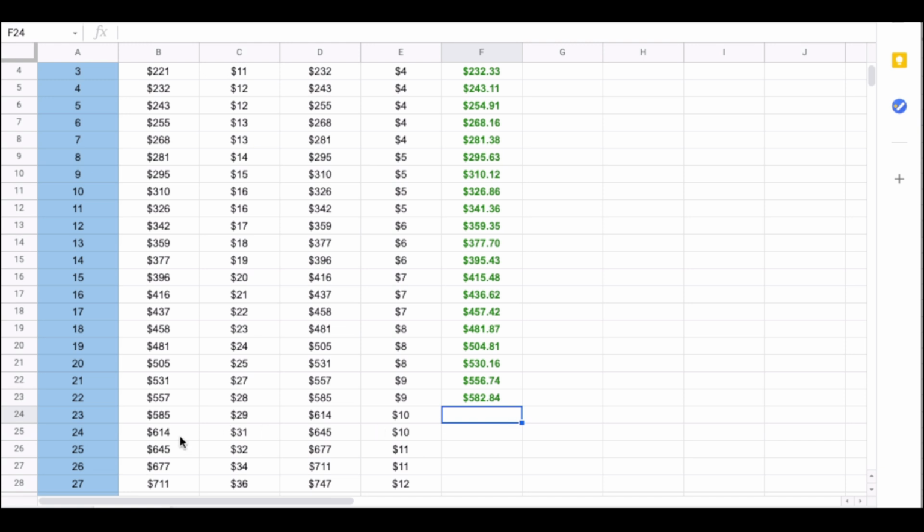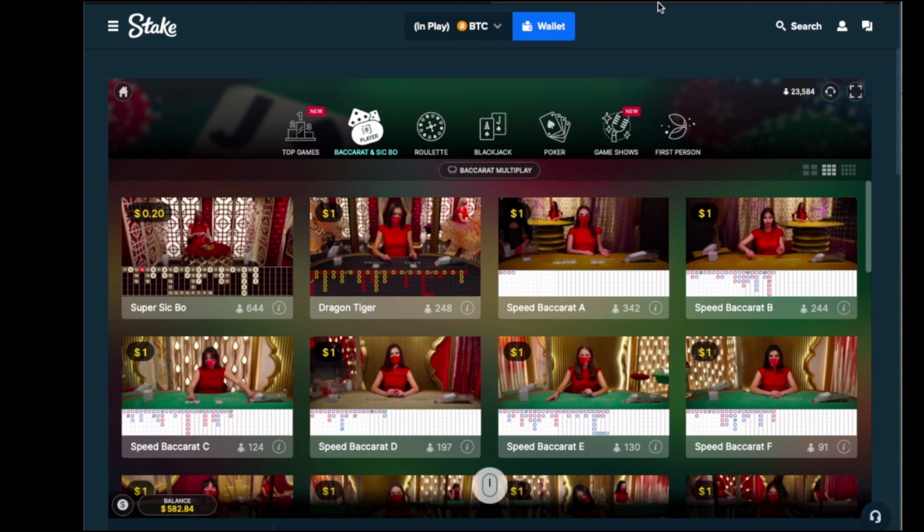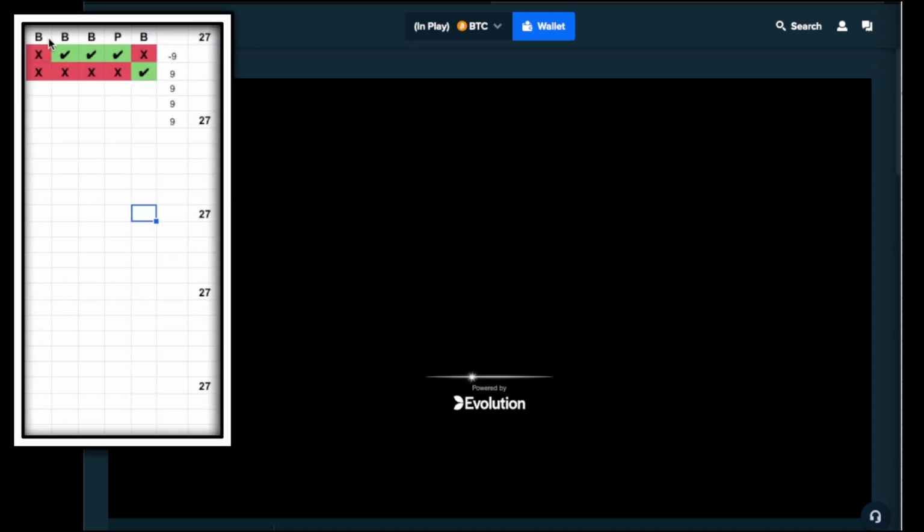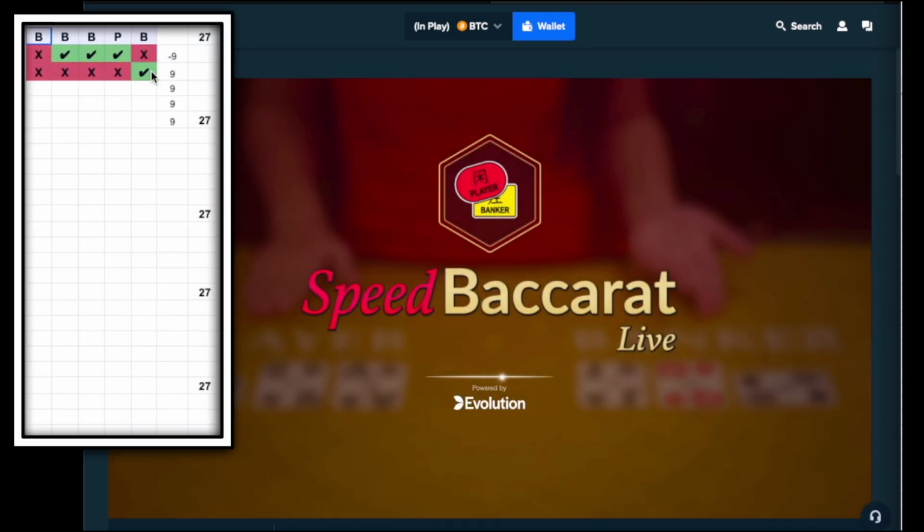Let's check out what we need to do for session number 23. We will slightly increase our unit size to $10, looking for a balance of $614, which means we have to make around $29 for session number 23. Let's go. Okay guys, let's hop on over to Speed Baccarat A. Gonna clear everything here.